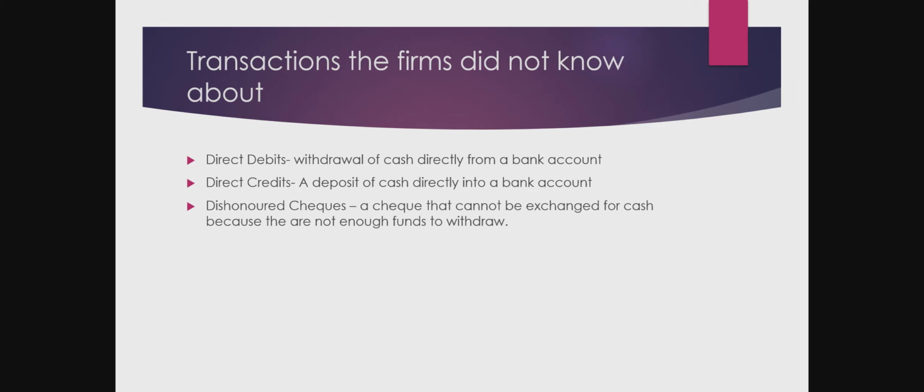So transactions the firm did not know about could include direct debits, so withdrawals of cash directly from the bank account. Could be direct credits, so deposits directly into your bank account without you knowing. Or there could be a dishonored check, a check that cannot be exchanged for cash because there are not enough funds to withdraw. So these three scenarios might explain why a business might not know about a transaction, because something's automatically done through a computer system, or a check that they were expecting cash from did not actually follow through.